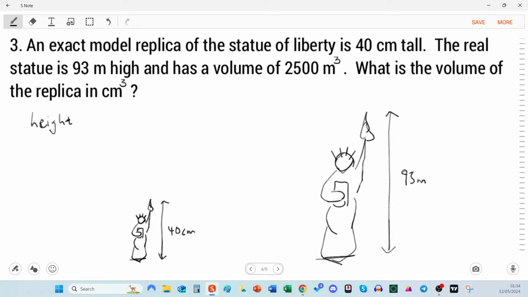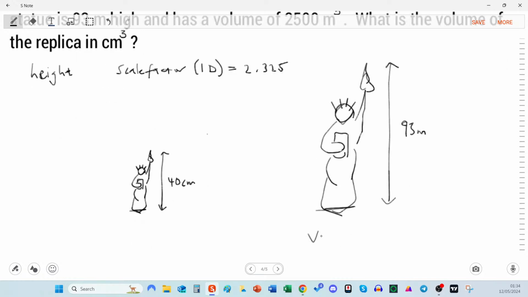93 divided by 40 is 2.325. So currently the scale factor in one dimension is 2.325. And it goes on to say, the real has a volume of 2,500 meters cubed. So volume is 2,500 meters cubed.